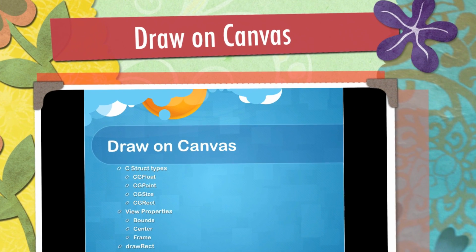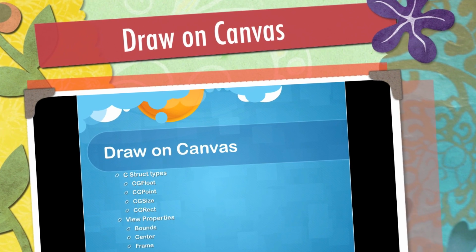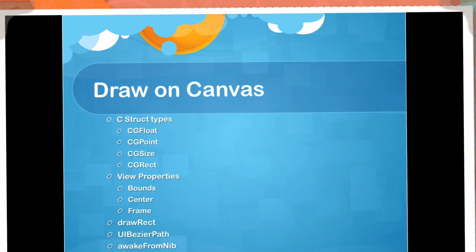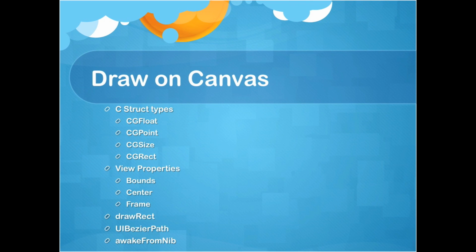In this tutorial, we will learn how to draw something custom on canvas. We will learn some C struct types, which are CGFloat, CGPoint, CGSize, and CGRect. And some view properties, which are bounds, center, and frame. And also some useful related APIs, which are RoundedRect, UIBezierPath, and so on.